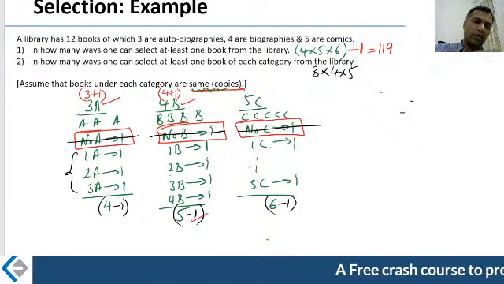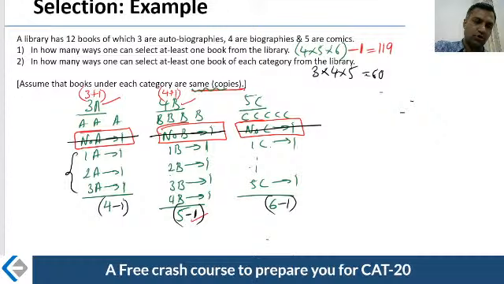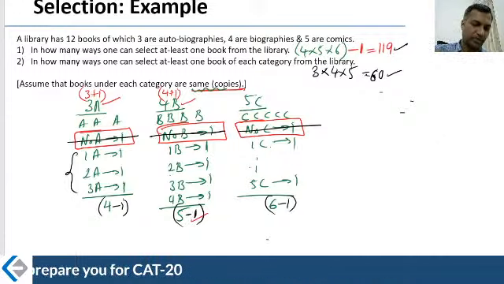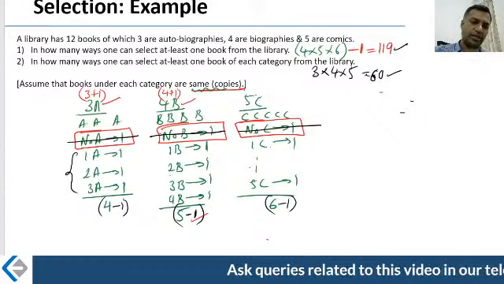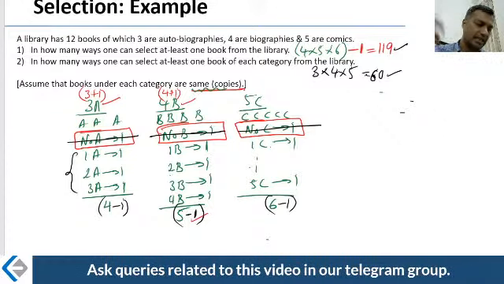The moment you have to take at least one book, the result changes from 119 to 60 ways. That is the difference based on the condition. Almost it becomes half of it. That's how the condition changes the result. Fair enough, you might have got this point now.